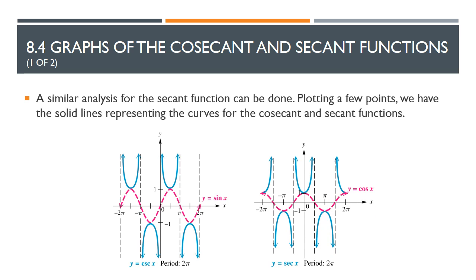Here's a similar graph, but this is for cosine and secant, and again you can see that the secant and the cosine are going to be both 1 or negative 1 at the same spots, and you're going to have the asymptotes for the secant graph where the cosine is 0.